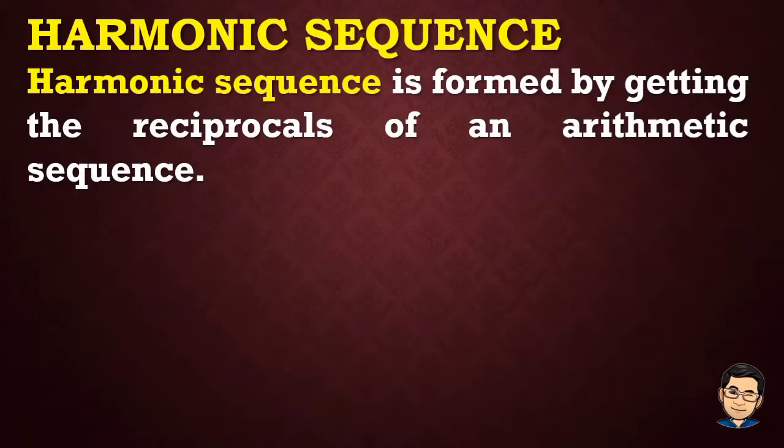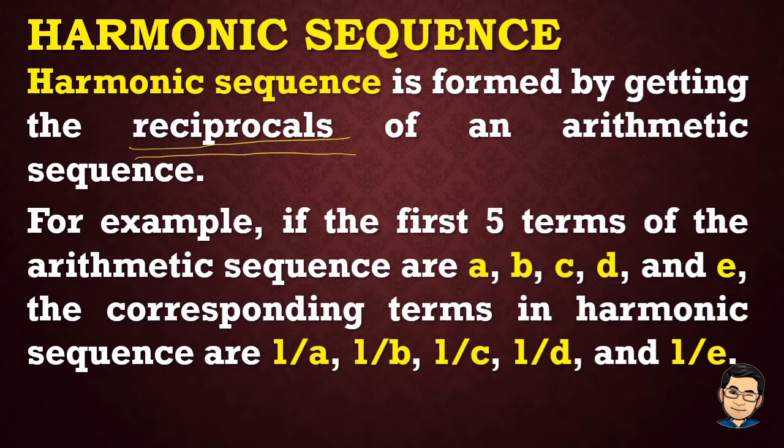So, let us now have harmonic sequence. So, when we say harmonic sequence, it is formed by getting the reciprocals of an arithmetic sequence. So, we have there the word reciprocals. Ibig sabihin, yung kabaligtaran ng mga terms ng arithmetic sequence. For example, if the first 5 terms of the arithmetic sequence are A, B, C, D, and E, the corresponding terms in harmonic sequence are 1 over A, 1 over B, 1 over C, 1 over D, and 1 over E. So, kukunin lang natin yung kabaligtaran. So, yung reciprocal ng mga terms ng arithmetic sequence.